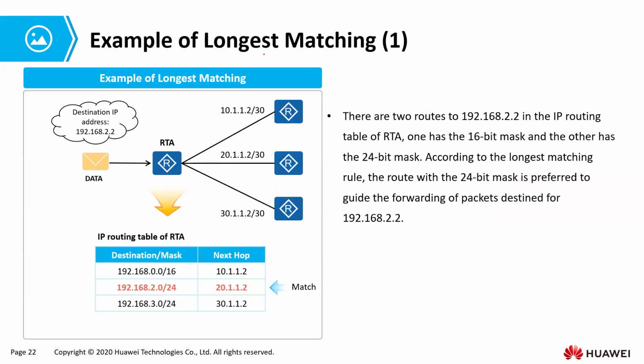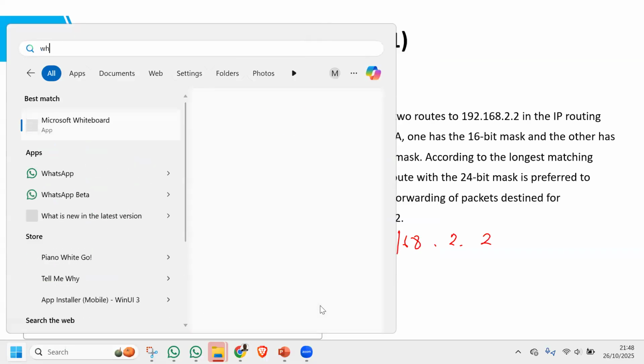Another example of longest matching. We can see the destination IP address here is 192.168.2.2. Then the routing table here has 3 entries. How do we find the longest match here? We use a little bit of binary. So let me look at 192.168.2.2, which is our IP address here.